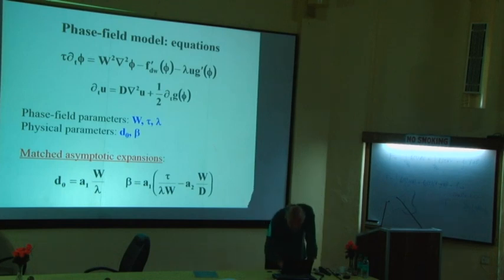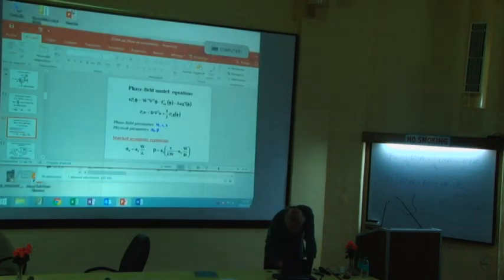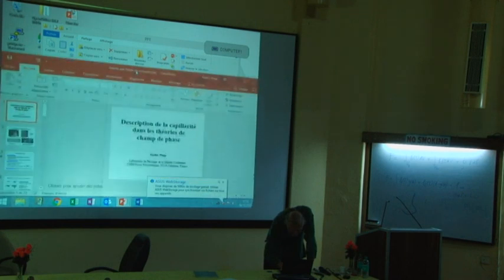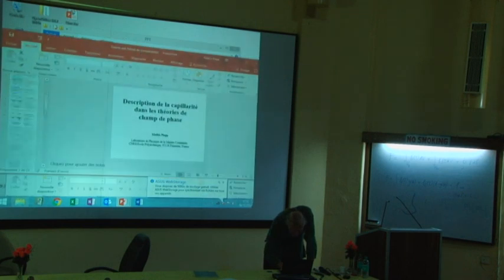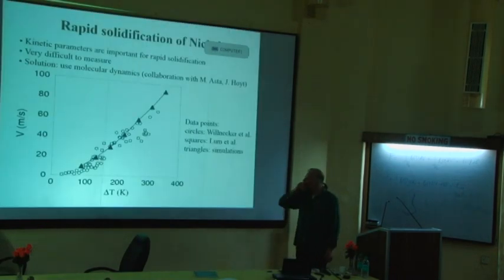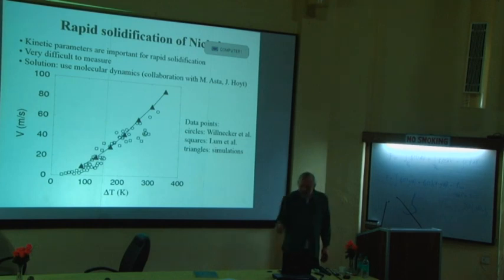And let me see. I don't know why I took out this transparency. I can find it certainly. Can I find it here in another talk? Yeah, here. Yeah, but the one on the nickel dendrite is this one here. So this is this case of pure nickel dendrites.